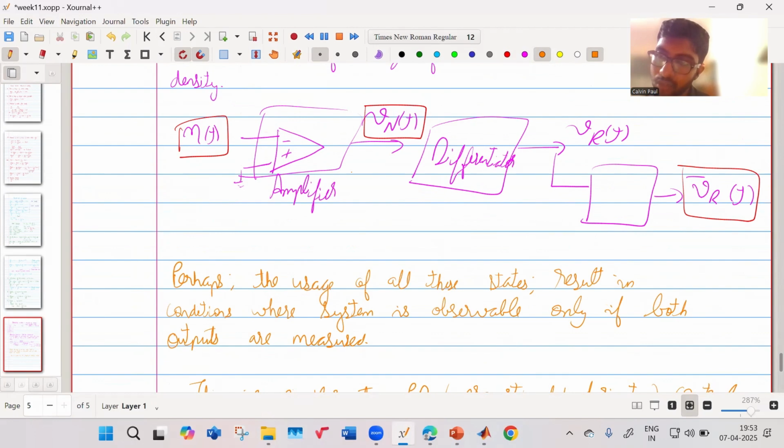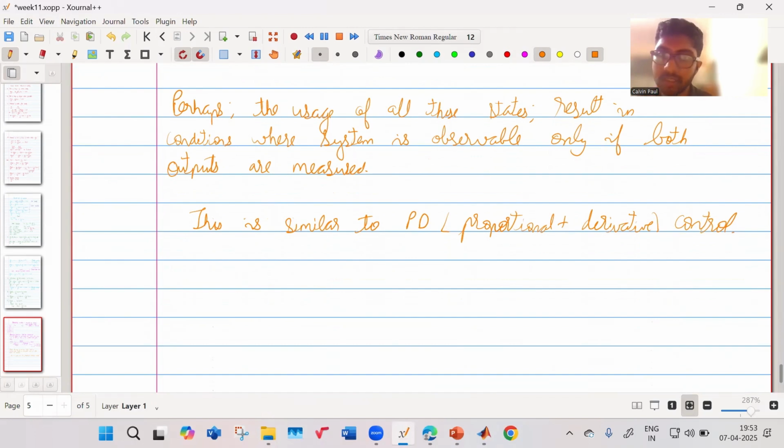And a practical differentiator will always be there because we cannot have an ideal differentiator. It's not physically realizable. So the practical differentiator has a filter which will filter out the noise. So this is similar to PD, proportional derivative control, but there is no integral. There is no integrator present, so we don't know why an integrator is not required.